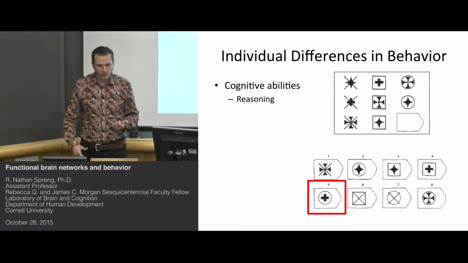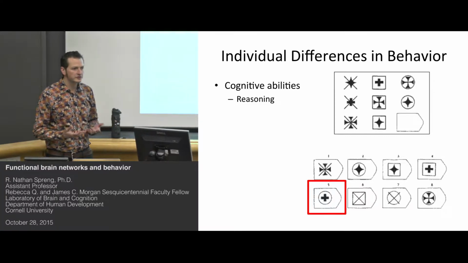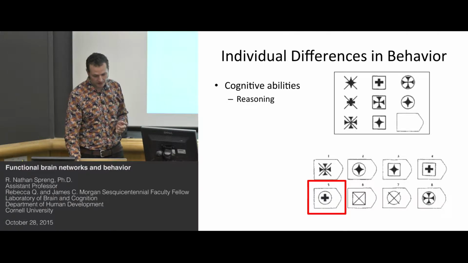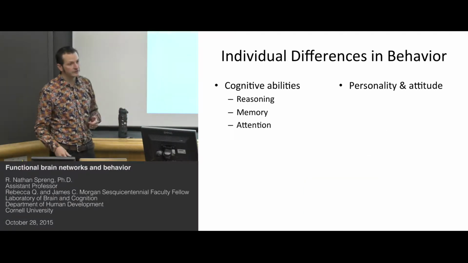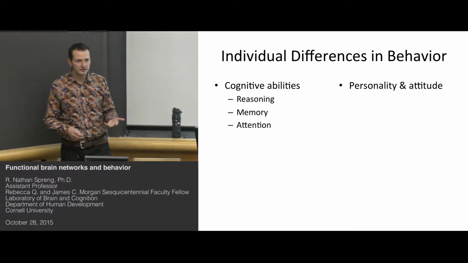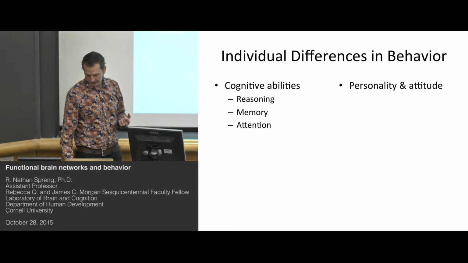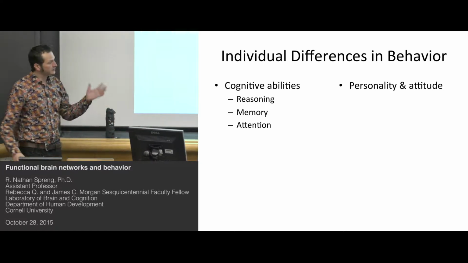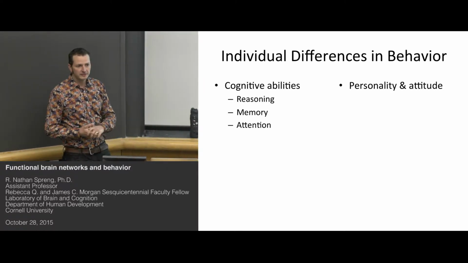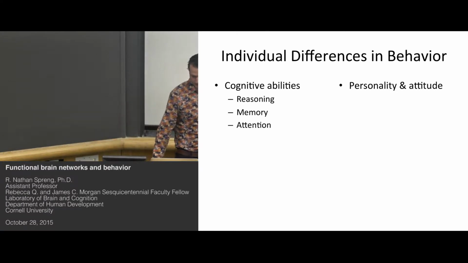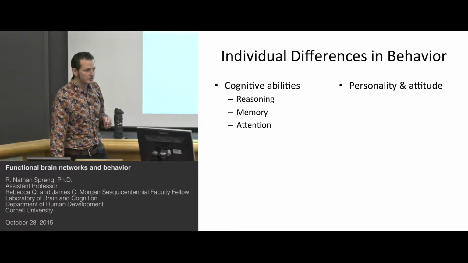So this is one method by which psychologists are able to estimate people's reasoning ability. And this is one domain. There are a number of different domains in cognitive psychology that relate to memory or attention. Additionally, there's another field that looks at various aspects of people's personality or the attitudes that they carry as they walk around the world. These kinds of measures are somewhat different.